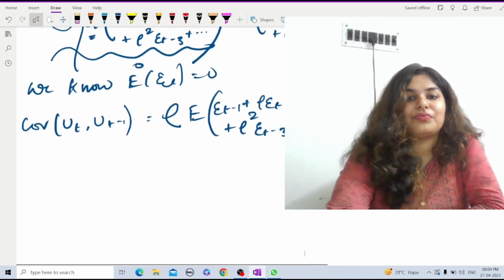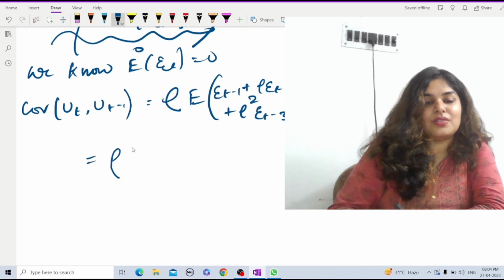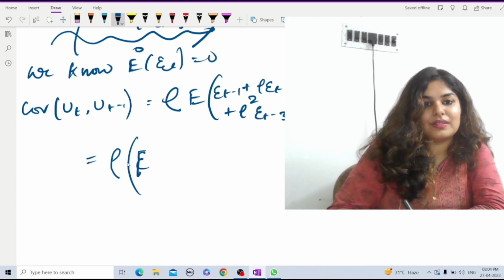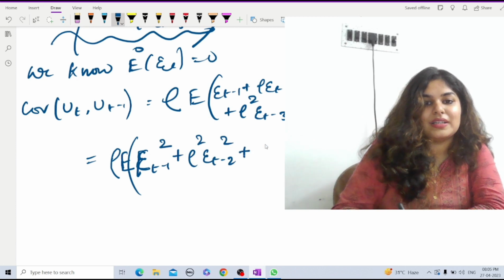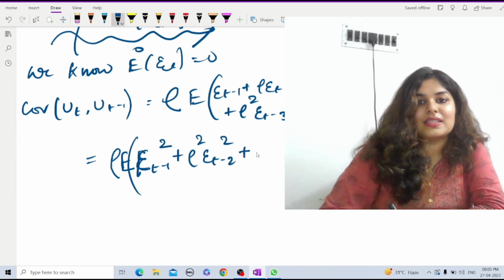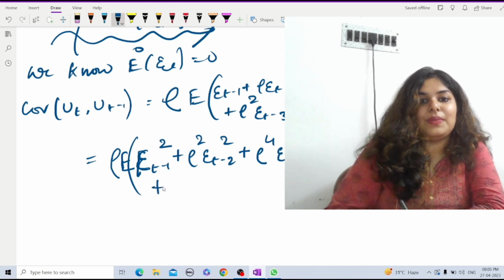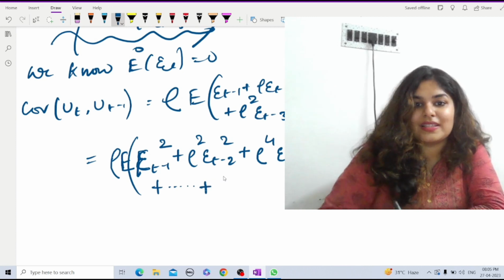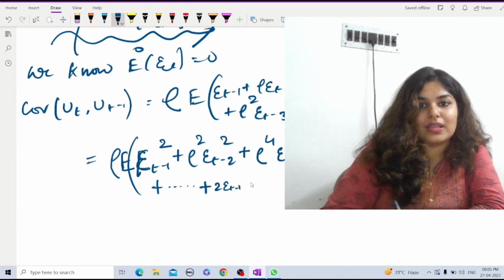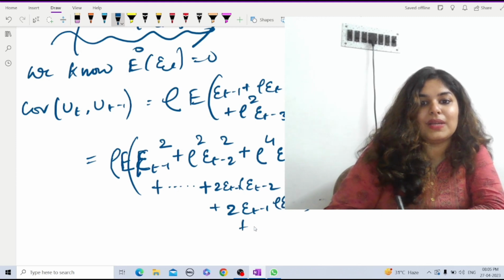Now let us take the square values, that is rho into, we have E here, so this is epsilon t minus 1 square plus rho square epsilon t minus 2 square plus rho to the power 4 epsilon t minus 3 square plus dot dot dot, plus now we have the cross products, that is 2 into epsilon t minus 1 into rho of epsilon t minus 2, plus again 2 into epsilon t minus 1 into rho into epsilon t minus 3 plus dot dot dot.